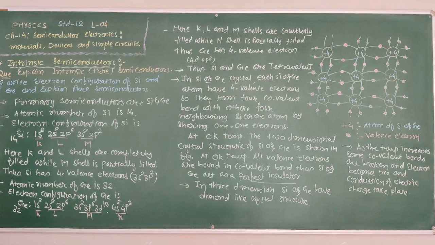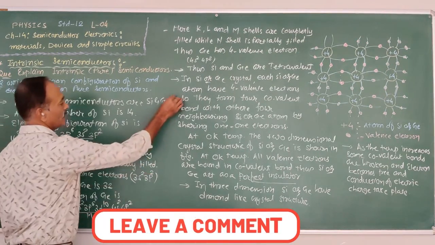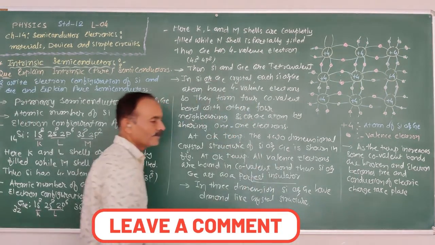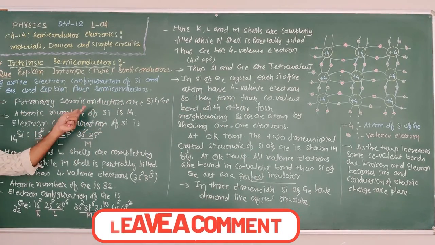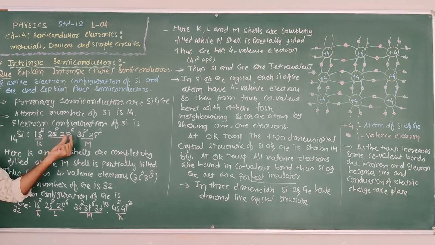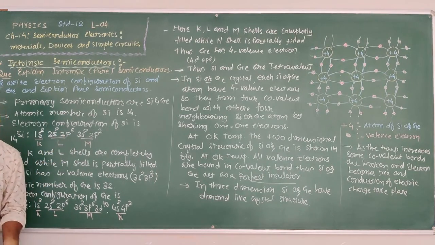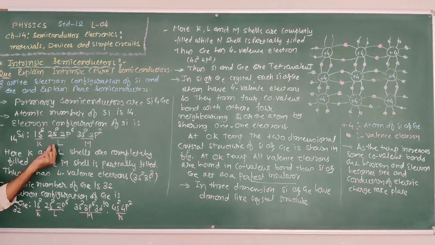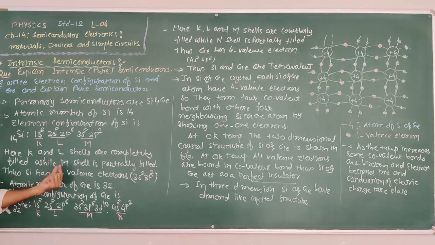Clear this? Okay. Again, silicon and germanium are the primary semiconductors. Silicon has atomic number 14. Its electronic configuration is 1s2, 2s2, 2p6, 3s2, 3p2. Here the K and L shells are completely filled while the M shell is partially filled. Thus silicon has 4 valence electrons corresponding to the M shell.